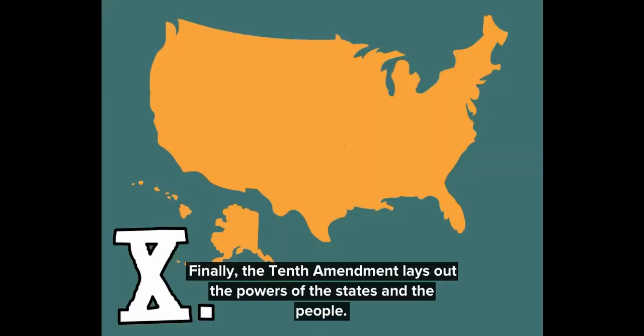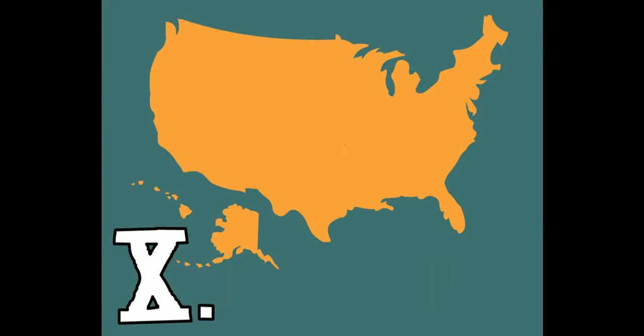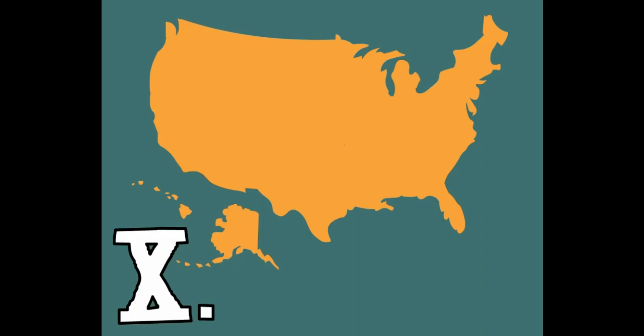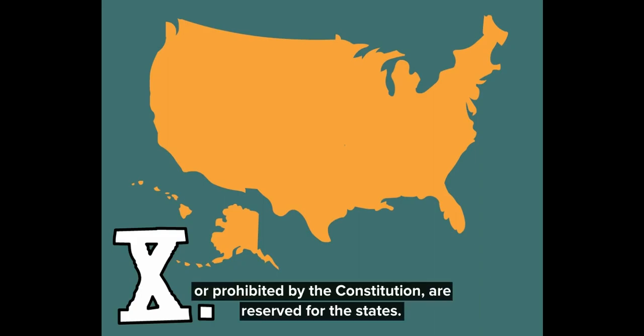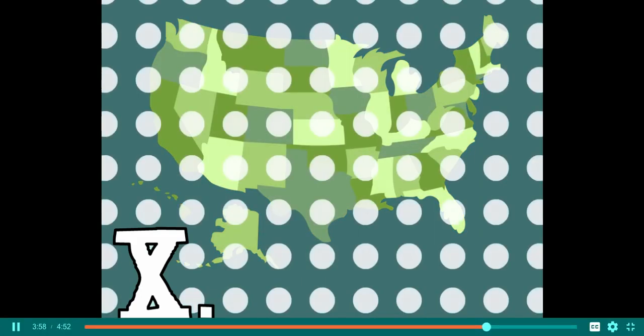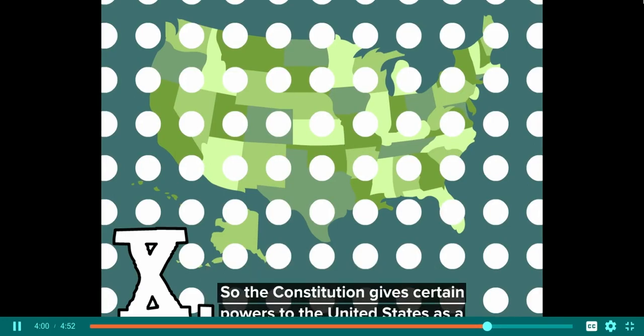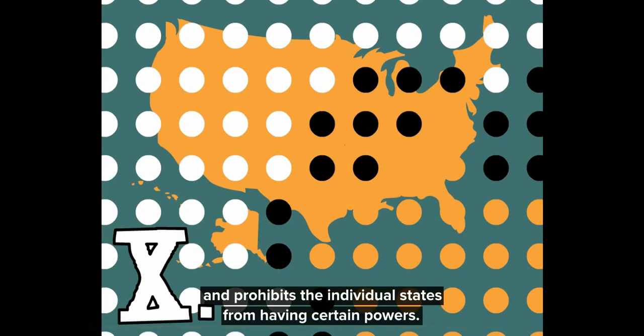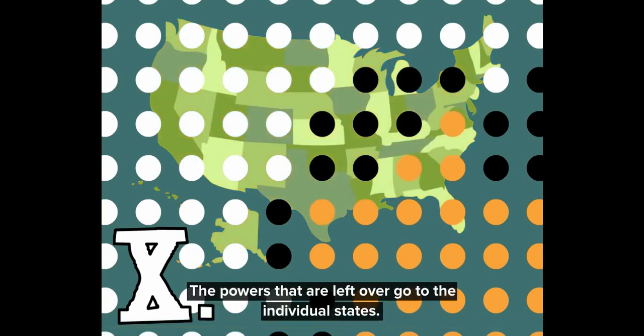Finally, the Tenth Amendment lays out the powers of the states and the people. It just says that any powers not specifically given to the states by the Constitution or prohibited by the Constitution are reserved for the states. So the Constitution gives certain powers to the United States as a country and prohibits the individual states from having certain powers. The powers that are left over go to the individual states.